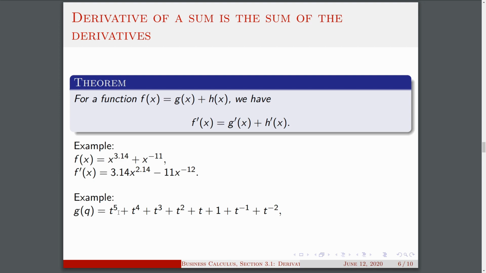Right? Now the derivative of t to the 5th. That's 5t to the 4th. The derivative of t to the 4th. It's 4t to the 3rd. Derivative of t to the 3rd is 3t to the 2nd. Derivative of t squared is 2t to the 1st, which we will just write as 2t.